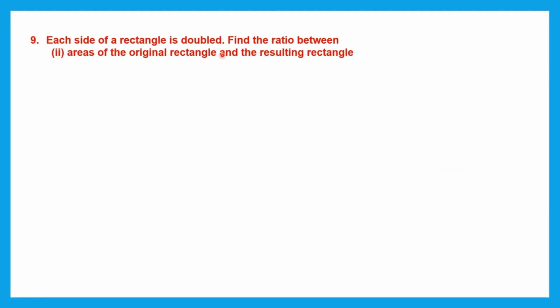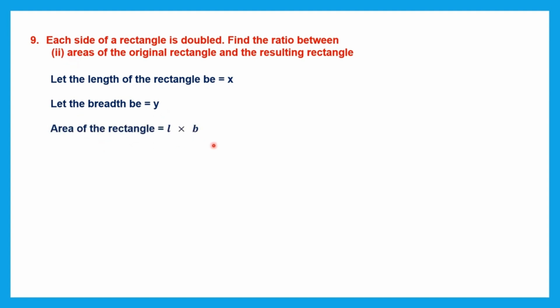Question 2. This time we must find the ratio between the areas of the original rectangle and the resulting rectangle. So let the length, we said, let it be x. Let the breadth be y. So this time we have to find the area. So area formula is length into breadth. So which is x into y. X into y is xy. So this is the area of the original rectangle.